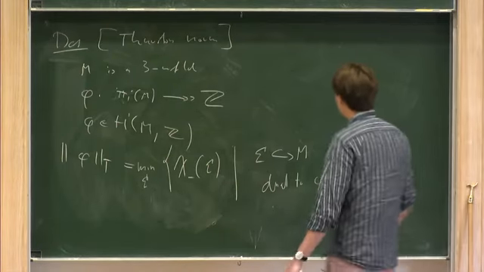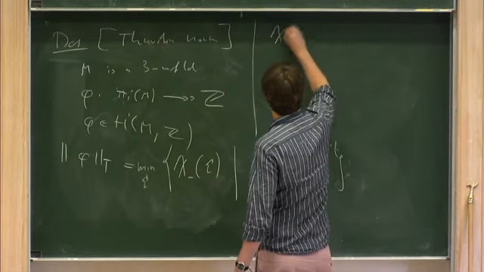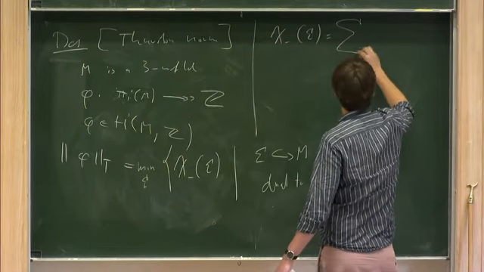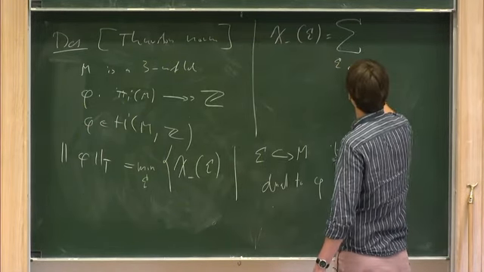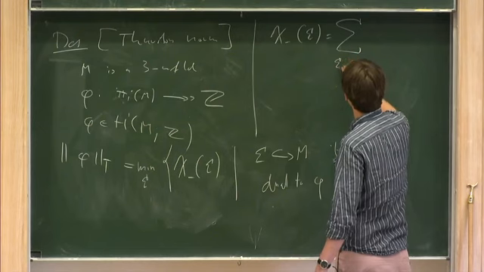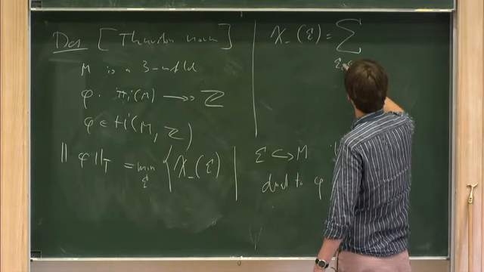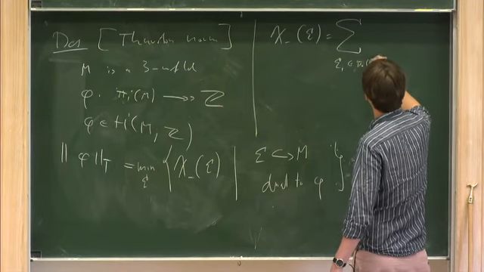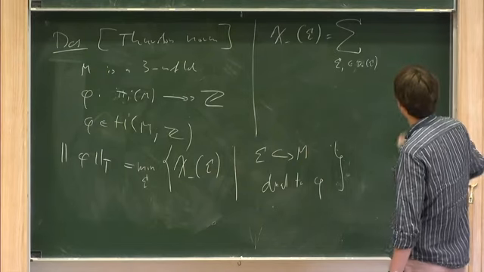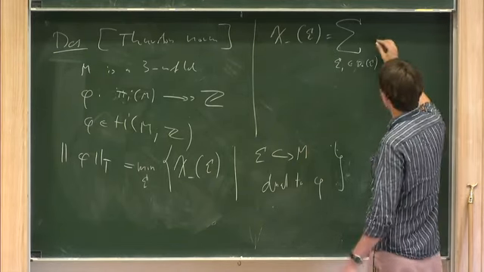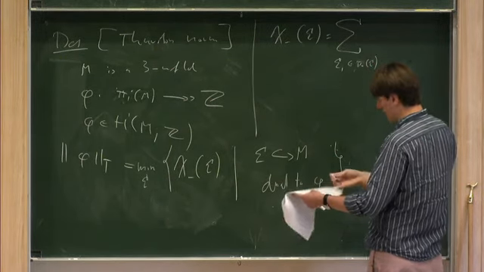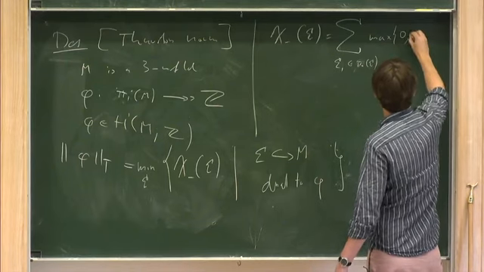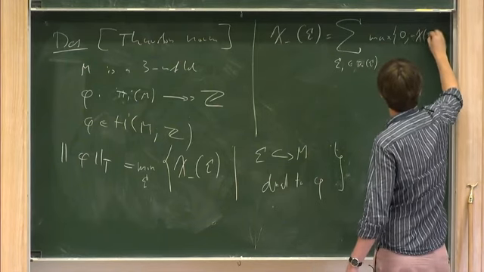So what is chi minus? Well, chi minus is the sum over connected components, let's say sigma_i, in pi naught of sigma, and it essentially calculates minus Euler characteristic, except you want to throw away spheres. So we take the maximum between 0 and minus Euler characteristic of sigma_i.